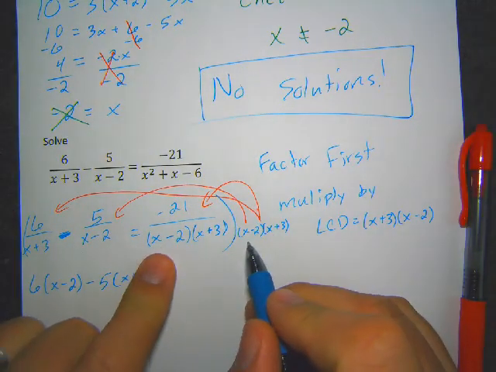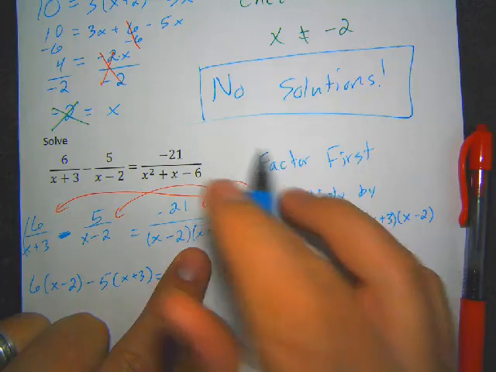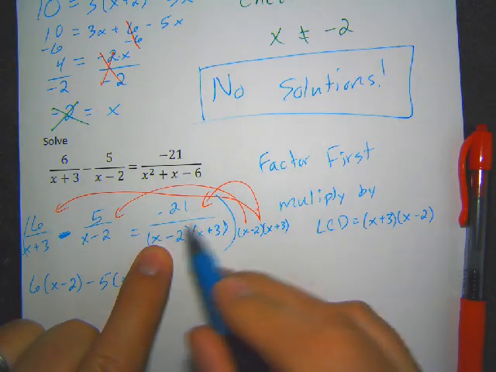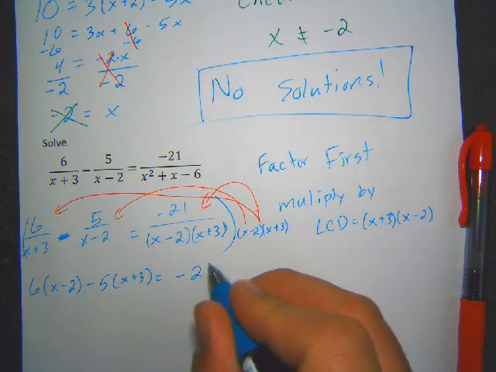Next part, I take this one times this one. Here, it has both the x minus 2 and the x plus 3. So both parts are going to cancel. If I put this on top, I'd have both of the x minus 2 on top and bottom, x plus 3 top and bottom, they'd cancel, so you'd just be left with the minus 21. So that's how I write that.